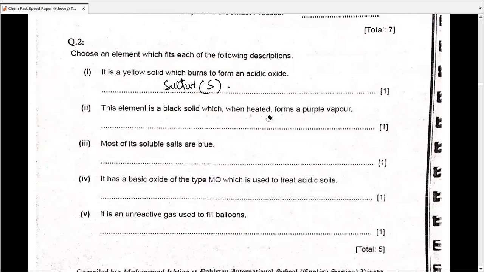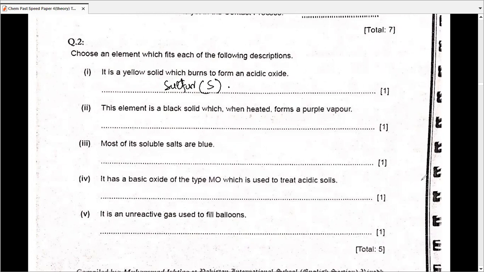Now, moving on. Number 2. This element is a black solid which, when heated, forms a purple vapor, and this will be iodine. Perfect.